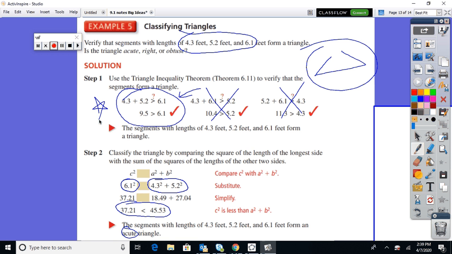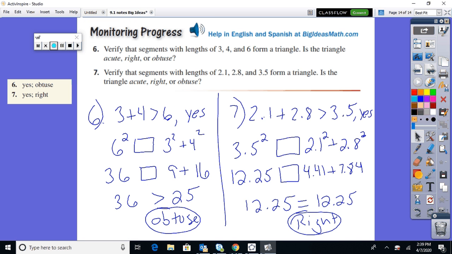All right, last couple of monitor progress. Go ahead and pause the video one last time. All right, back again, wrapping things up.